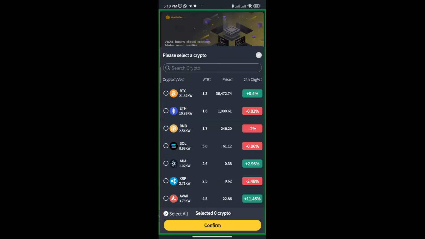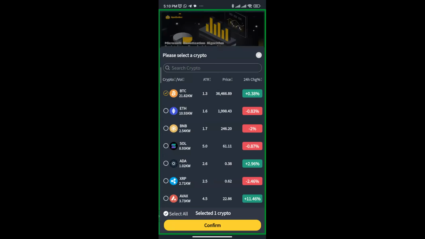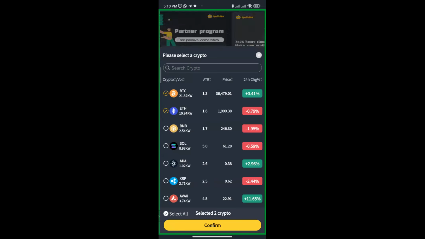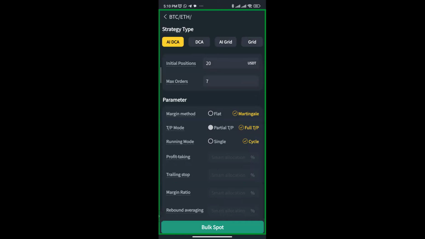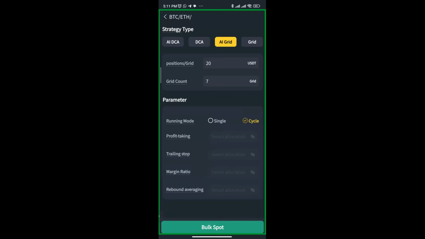Now you want to pick, maybe BTC and Ethereum. So you want to run these 2 coins on cycle. You pick BTC and Ethereum like I just did, and you confirm. When you confirm, you then say, I want to accumulate BTC. If you want to accumulate BTC, you use the AI DCA. But if you want the robot to sell BTC as the price changes from one grid to another, selling at different prices, use the AI grid.